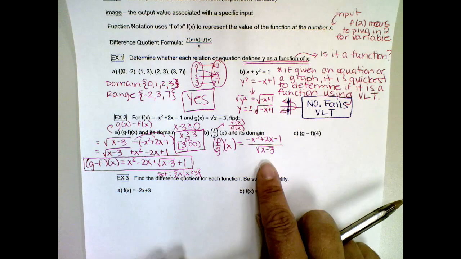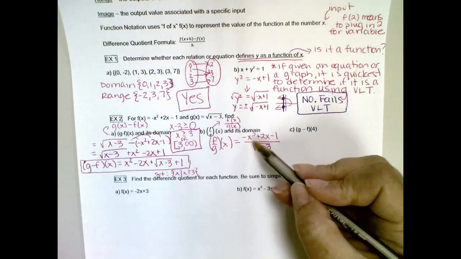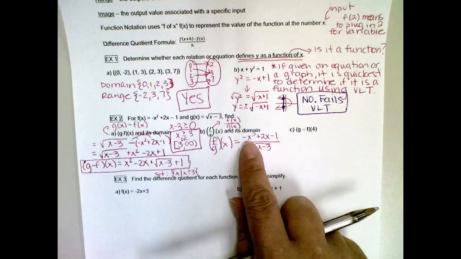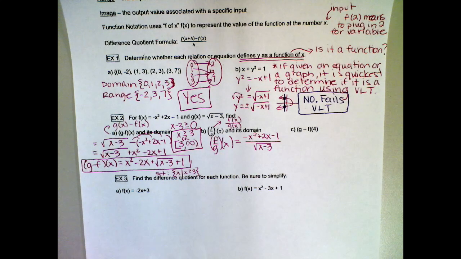So actually, there's nothing I can do here to simplify because there's nothing that's going to cancel. Even if I went to try to factor the numerator, there's nothing that's going to reduce. So I can just leave it just like that. That's my first part of my answer.